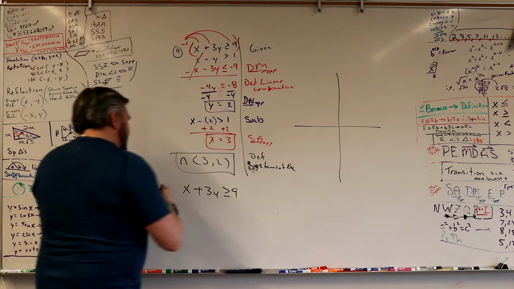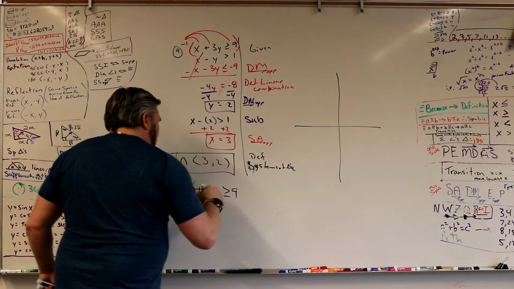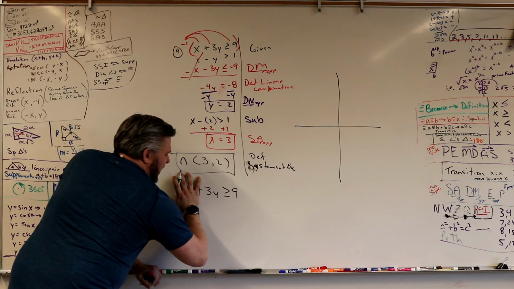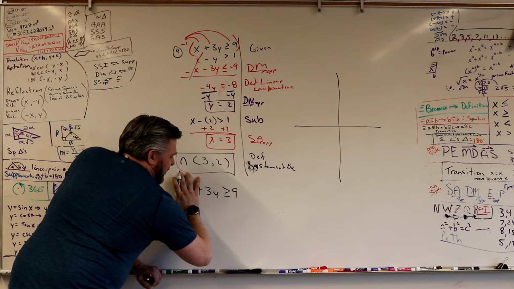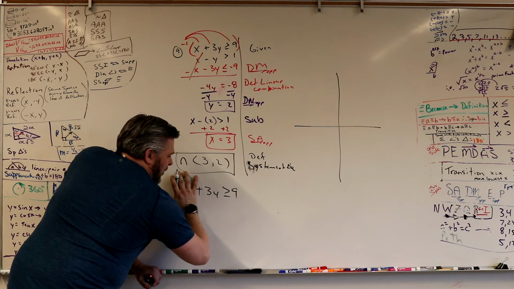Now, if I plug in a 0 for X, what is Y? So that goes away. I divide by 3, right? So 9 divided by 3 is what?